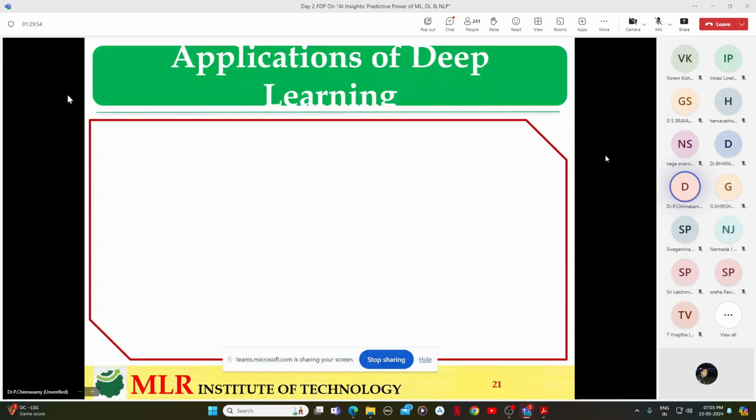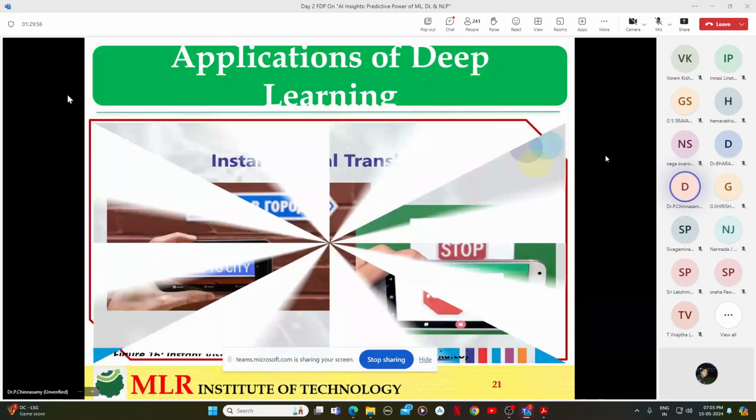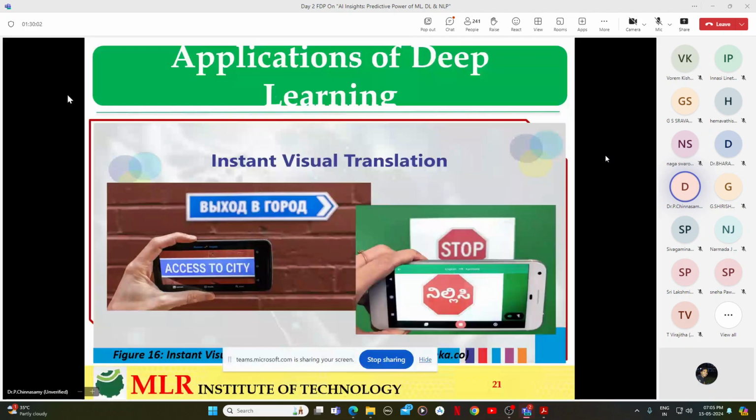And coming to the fourth, instant visual translation. If you capture a particular image in another country's language, here they are indirectly referring to Google Lens. It will convert your pictures, text into audio, or else into normal text in your understandable language.